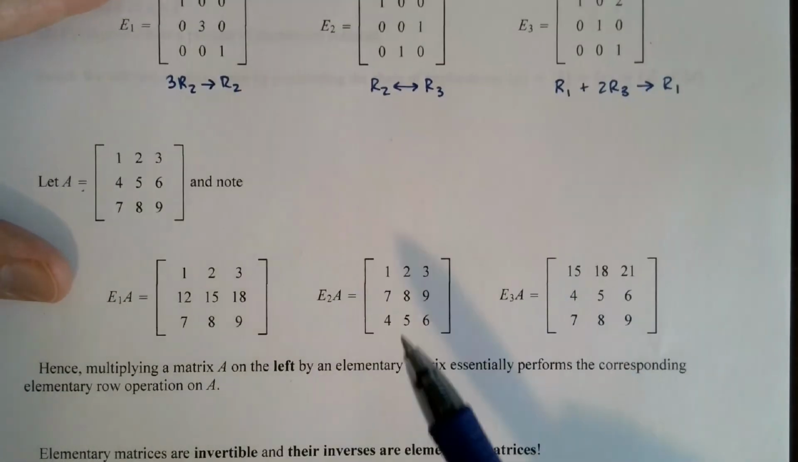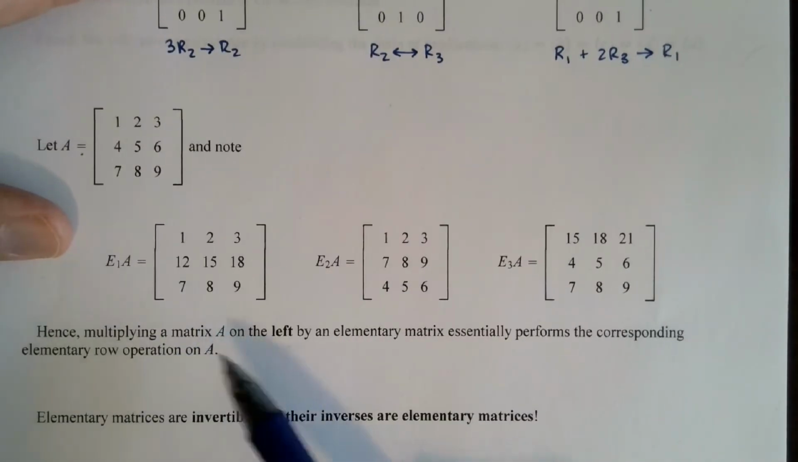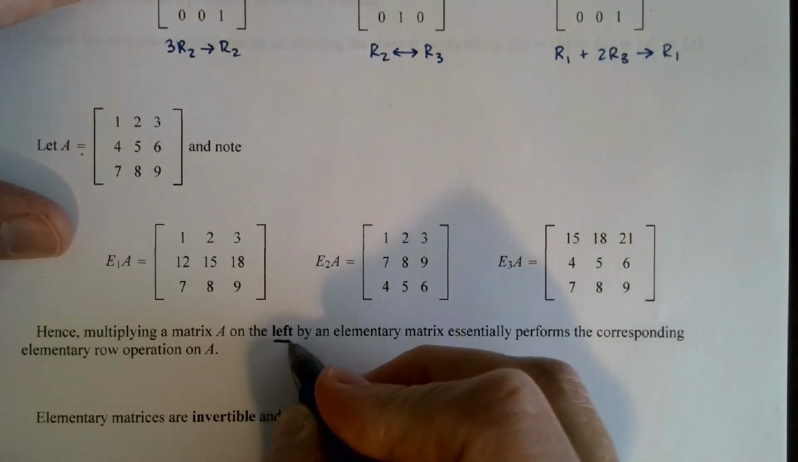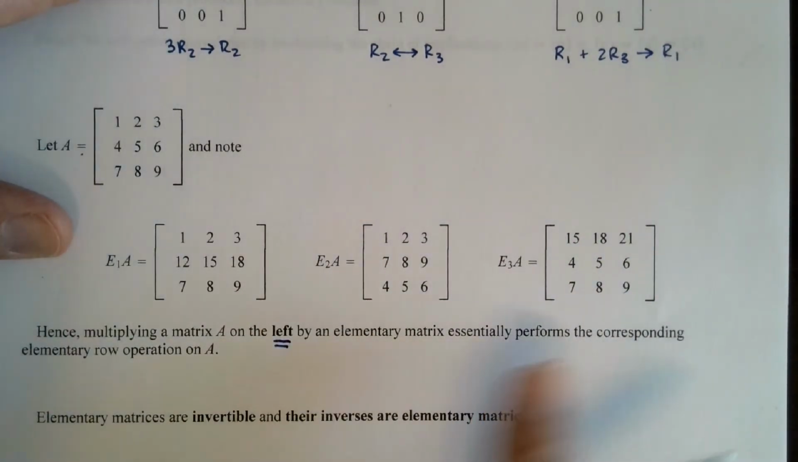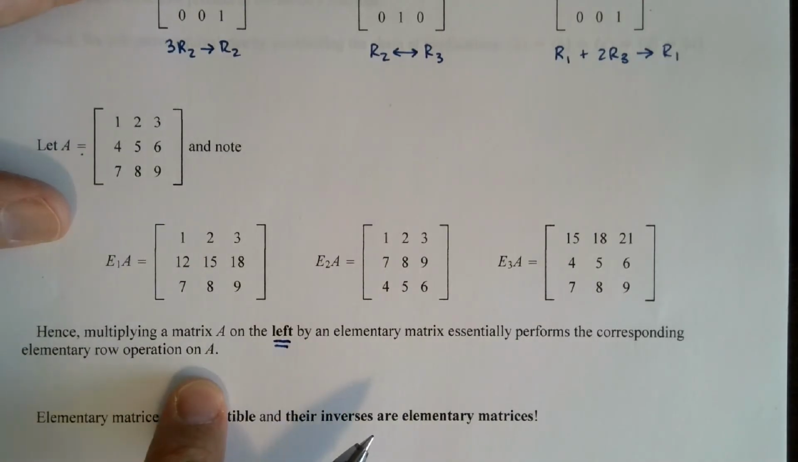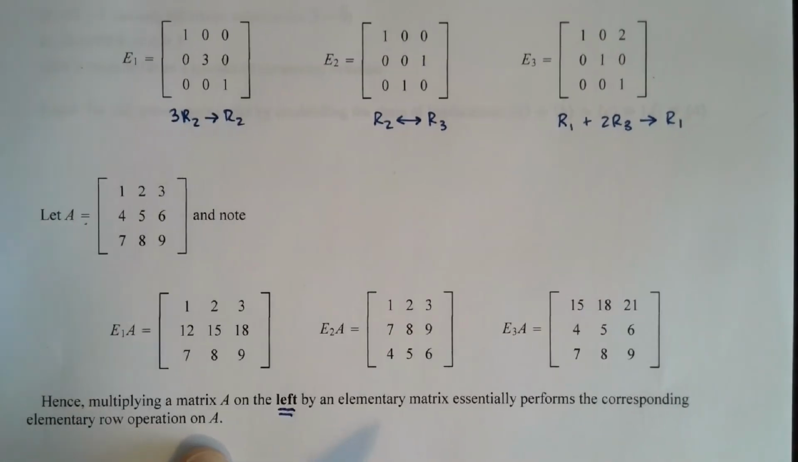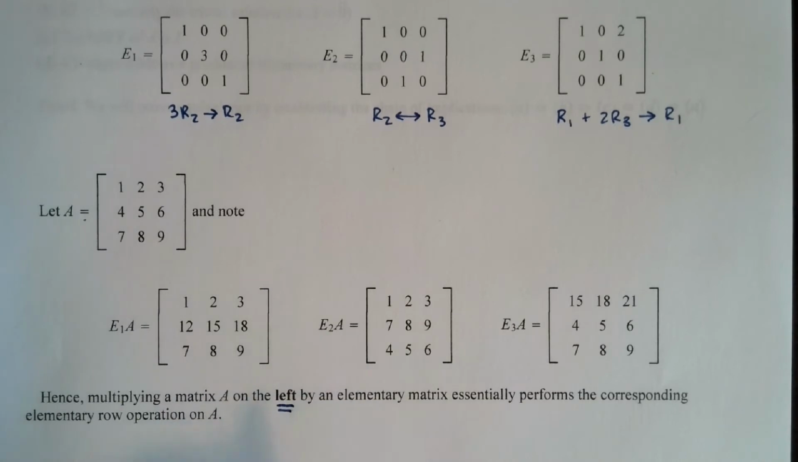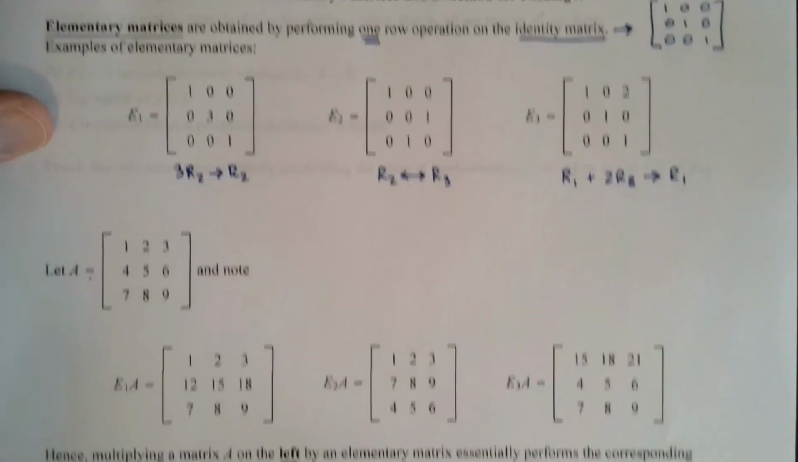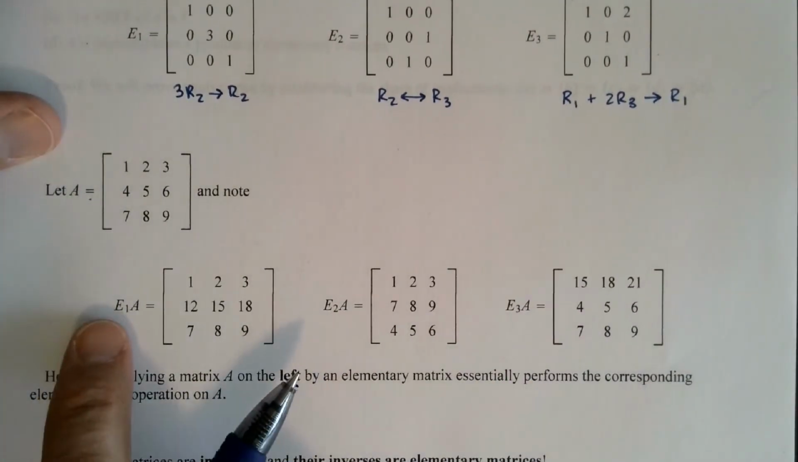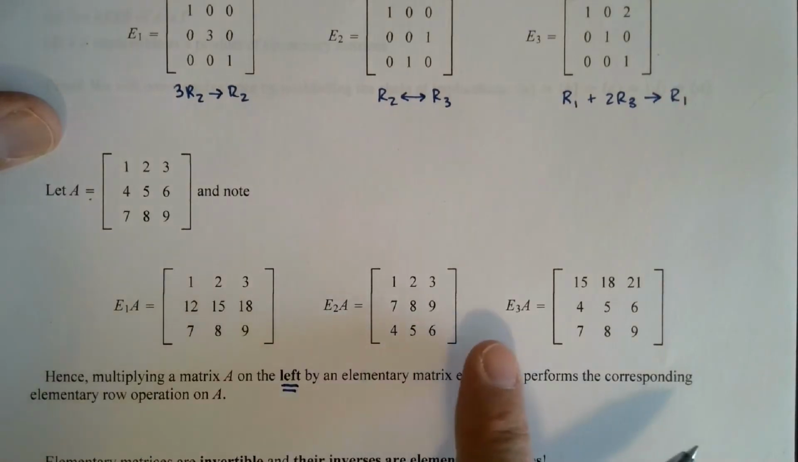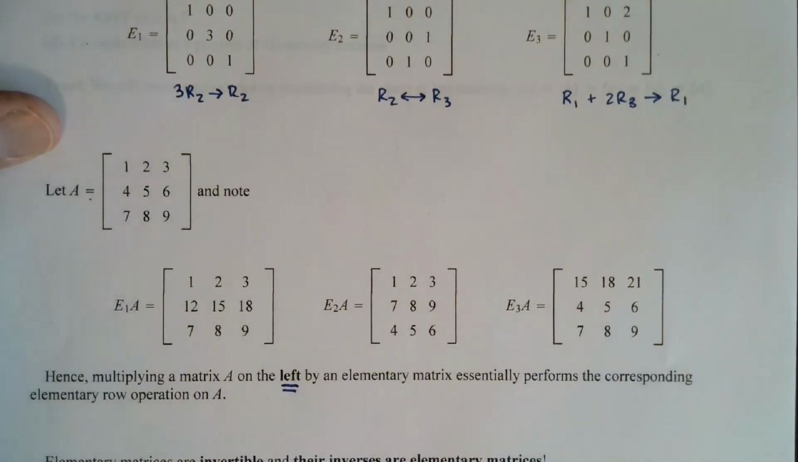And so what we've illustrated here is an important fact. Multiplying a matrix A on the left, and it's real important that we multiply on the left, by an elementary matrix essentially performs the corresponding elementary row operation on the matrix A. Now you might say, we've been talking about Gaussian elimination or Gauss-Jordan elimination methods for solving systems of linear equations, and we have to do this row reduction, right? We have to do these row operations. You say, now we don't have to do row operations. We can just multiply by the corresponding elementary matrix to do the transformation. Well, let me tell you, we don't want to do that. And here's the reason.